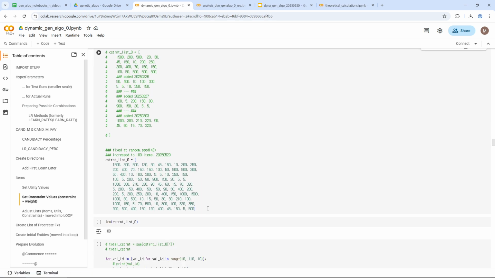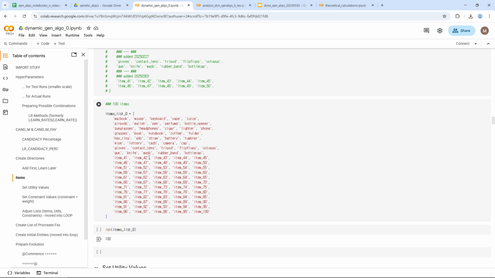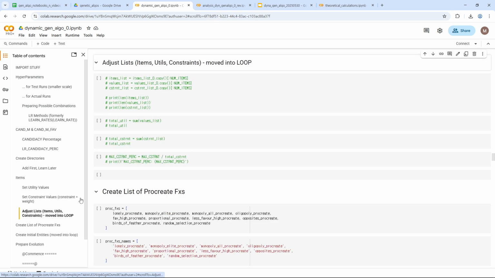This is the constraints list, 100 of them. And of course, after 50 items, I didn't know how to name them, so from the 41st item all the way to the 100th item, they're all named and numbered in this way: item 41, item 42, all the way to item 100. So very creative, I know.